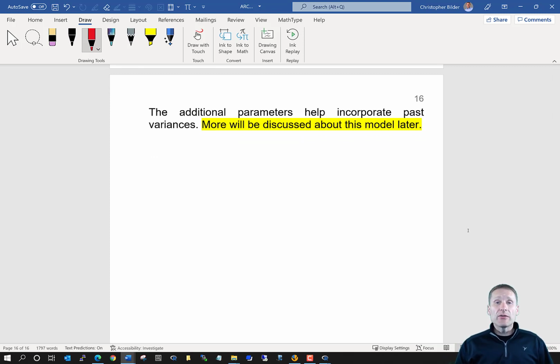So this concludes an introduction to what ARCH models are. In future sections of the notes, we'll look at how we can actually estimate these models, how we can work with them in R, and also how to choose the various orders for M with the ARCH models.